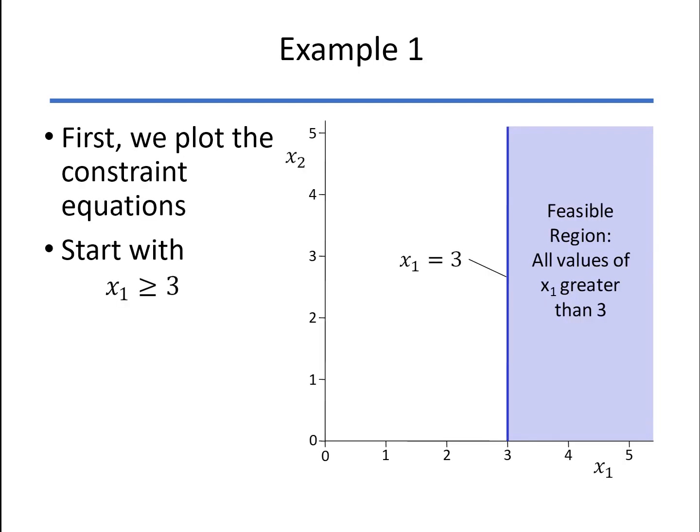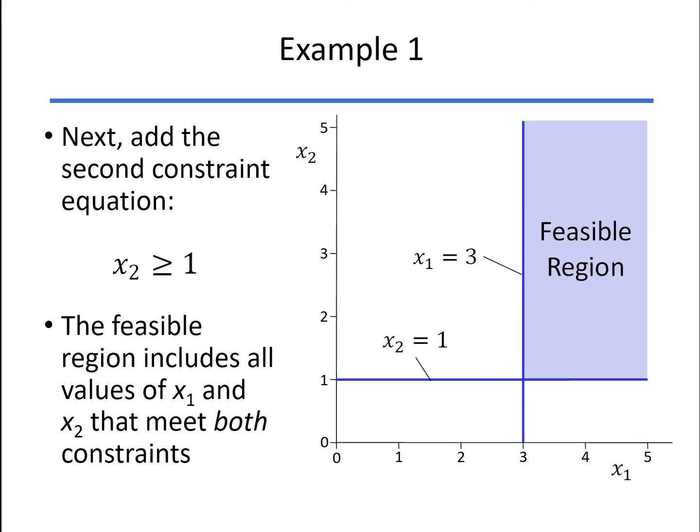Now, let's plot up the constraint equations. Since there are only 2 variables, we're plotting them on 2D space. We have x1 on the horizontal axis and x2 on the y-axis. So that shaded region contains all of the values of x1 that are greater than 3. We add to that our second constraint equation: x2 has to be greater than or equal to 1. So now that blue region is everything that would meet both constraints.